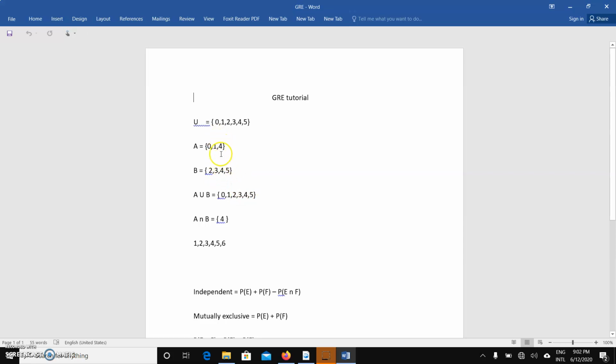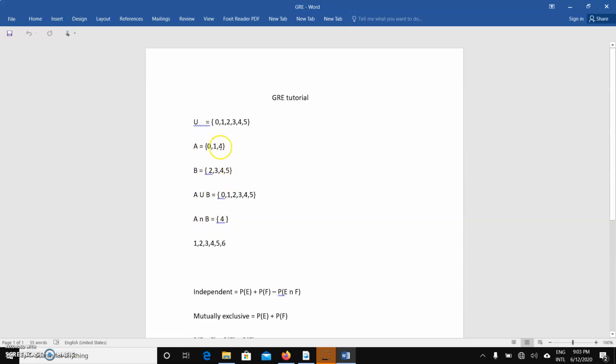I didn't repeat 4. There are two 4s there, this 4 and this 4 here. So I don't need to repeat it when I'm talking about union. You just have to write it out like that. Now A intersect B. A intersect B means the number that is common between the two sets.